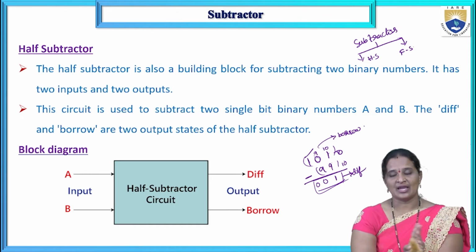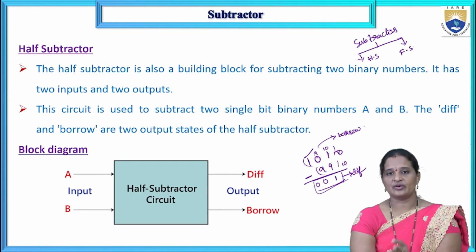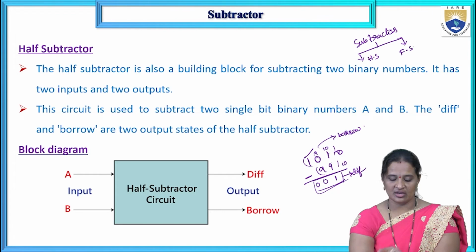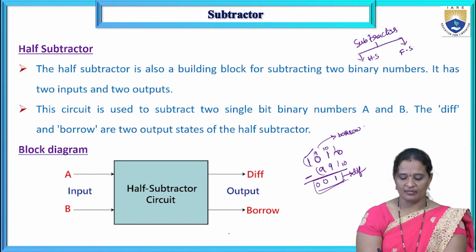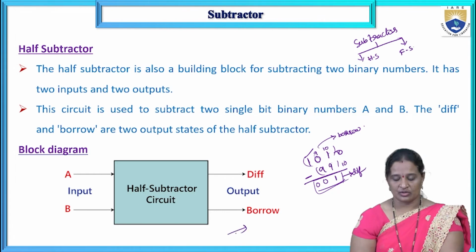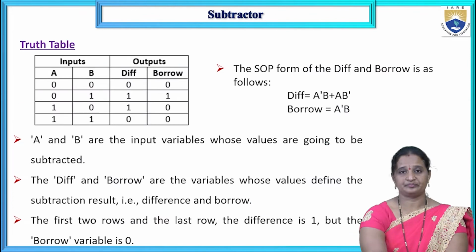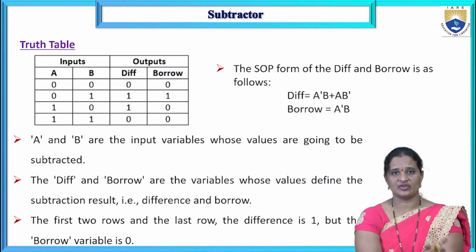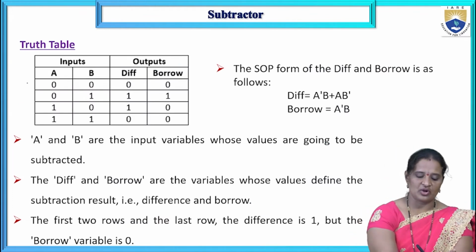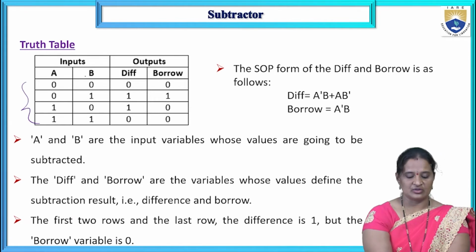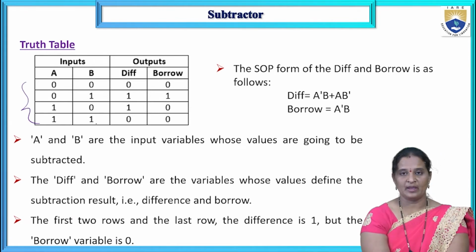So, two inputs and two outputs. And the two inputs are represented with A and B. And the two outputs are represented with the difference and borrow. So, this is the block diagram for the half subtractor. Two inputs and two outputs. Now, coming to the truth table, as we have two inputs, so four possible combinations we have. 0, 0, 0, 1, 1, 0, 1, 1.